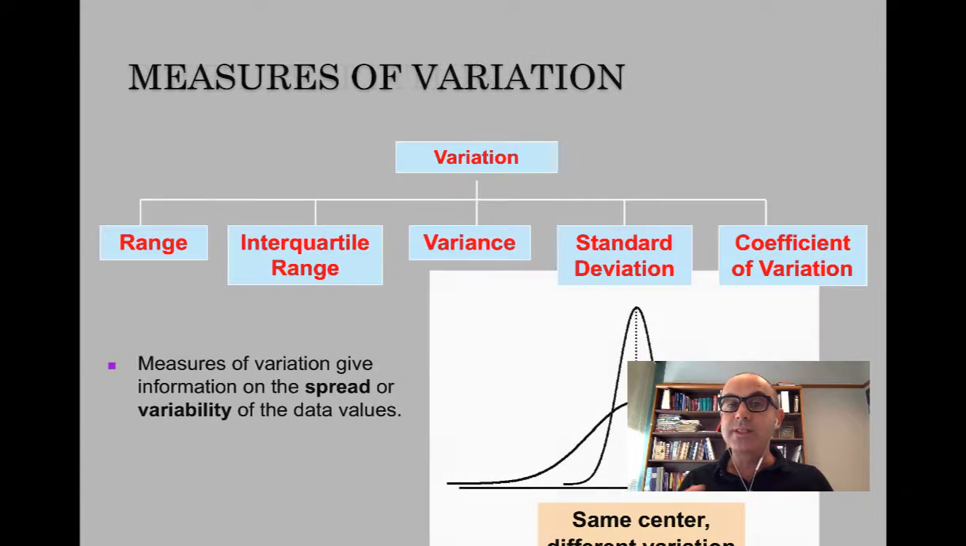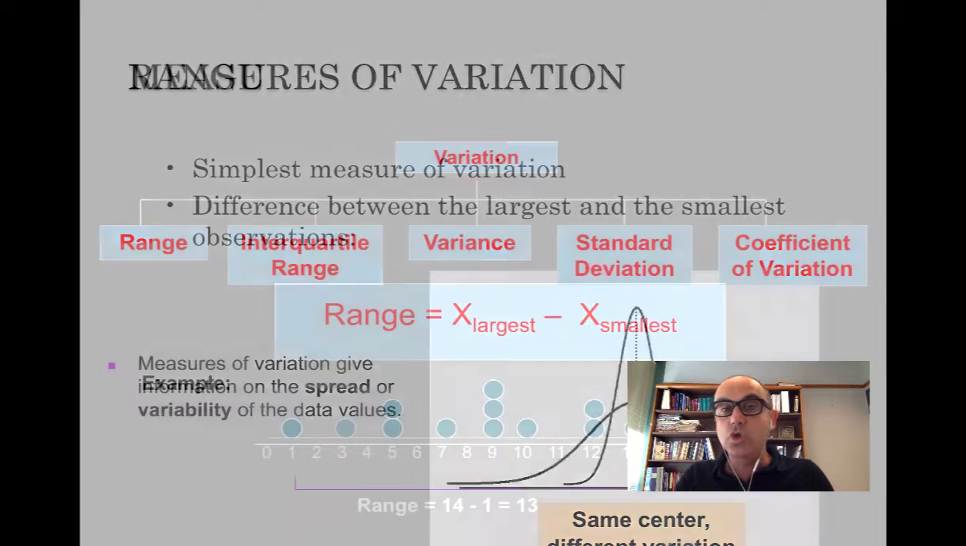Part 2. We are now going to the second part, and now we are going to talk about range, interquartile range, variance, standard deviation, and I will try to cover the coefficient. I cannot promise you because I still want to cover R. So the measure of variance gives information on the spread or variability of the data values. So we are looking at different sets of data, and we are looking at if they have the same center but different values to them.